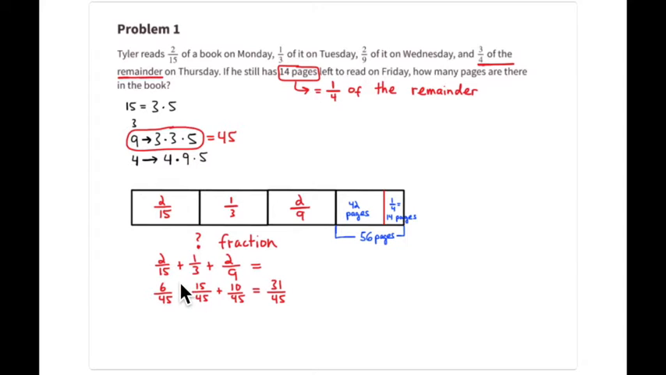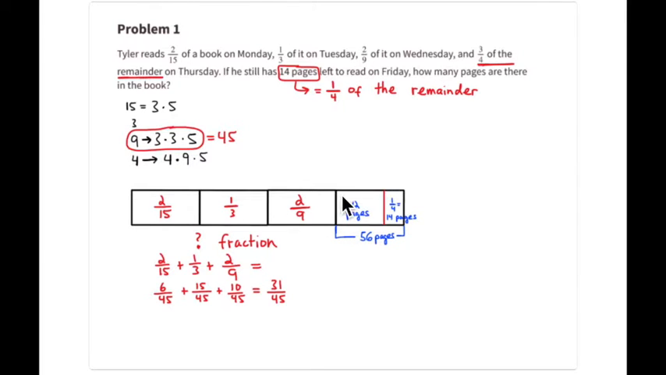So 2/15 is the same as 3 times 15 is 45, 3 times 2 is 6. So 6/45. 1/3 is 15/45, so 15 times 1 and 3 times 15, and 9 times 5 is 45, and 2 times 5 is 10. So it's 6/45, 15/45 plus 10/45 equals a total of 31/45. So that makes this part of the book right here 31/45 of the whole book.